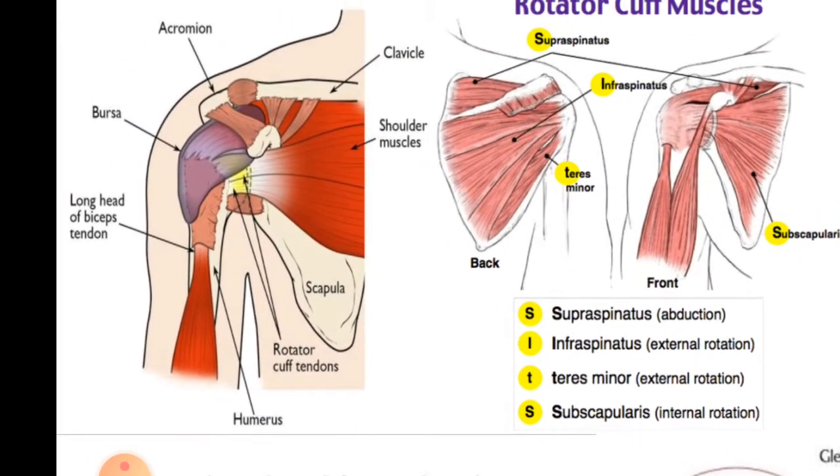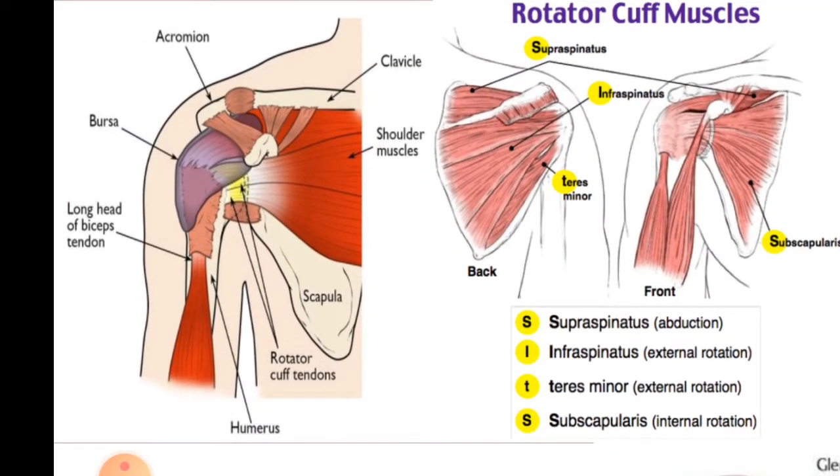Next, we will talk about the structures that are basically providing the stability to the shoulder joint. The stability is mostly provided by the tendons of the muscles, and these muscles are the long head of the biceps brachii muscle, which is attached to the shoulder joint through the transverse humeral ligament, and a group of muscles called the rotator cuff muscles, and these muscles provide the stability to the shoulder joint.